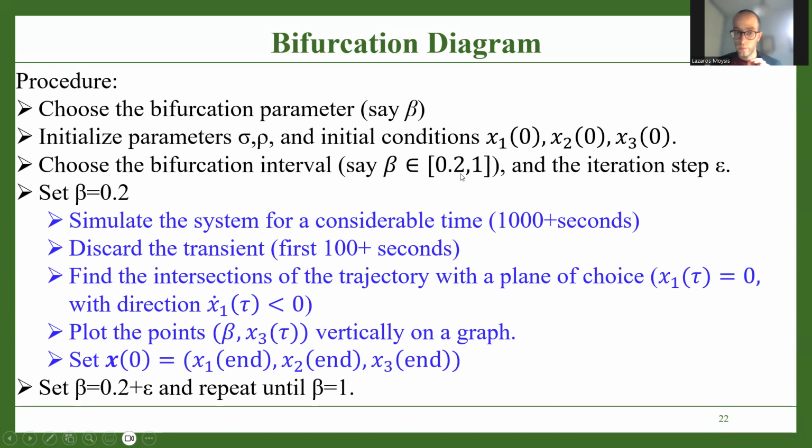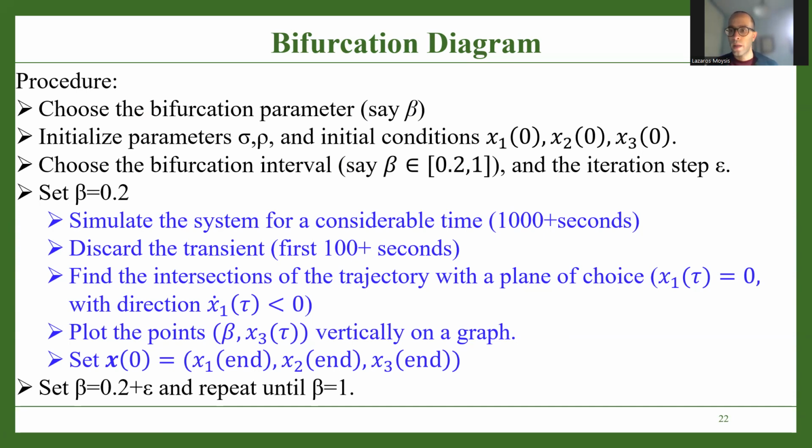Okay, so what do we do? We simulate the system, and for this we need to simulate the system for a lot of time. I would say 1,000+ seconds. We discard the transient behavior. This is extremely important. Okay, the transient doesn't count. So the first 100 seconds, maybe more, maybe 200, maybe 300 seconds, depending on the system, you discard it. Okay, you don't take it into account. So after, I'm left with the rest of the trajectory, let's say from 200 seconds up to 1,000 seconds, and I find the intersections with the plane of interest.